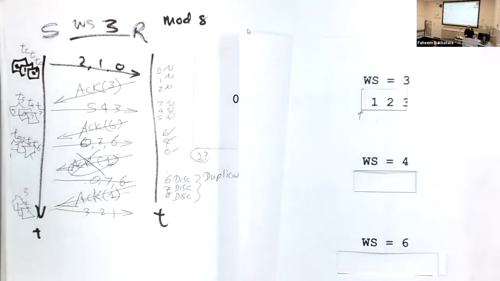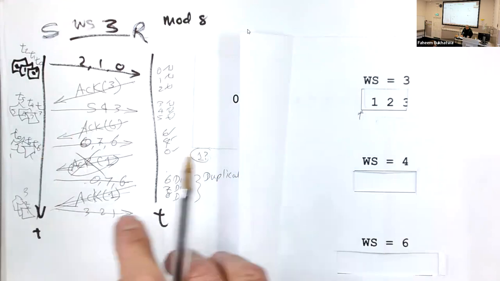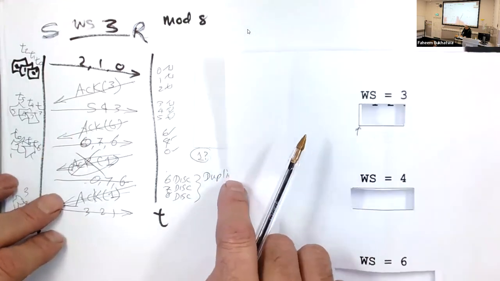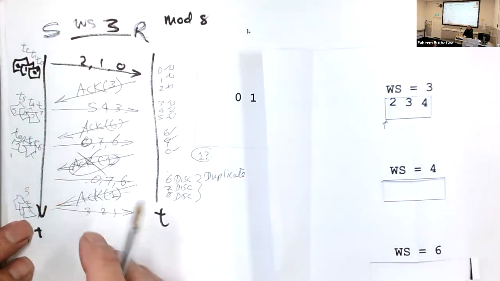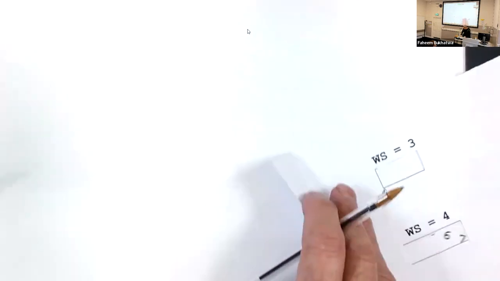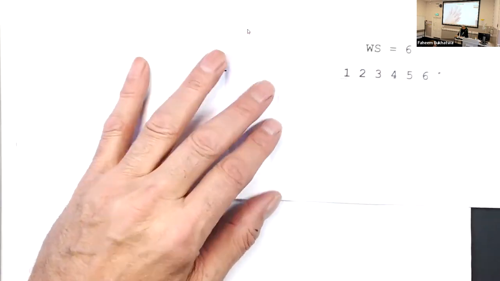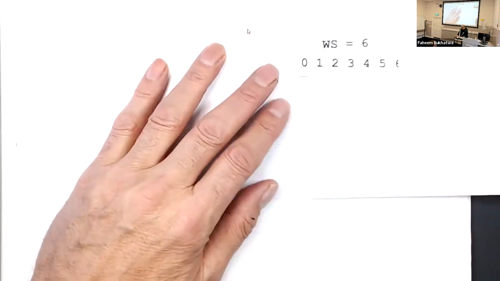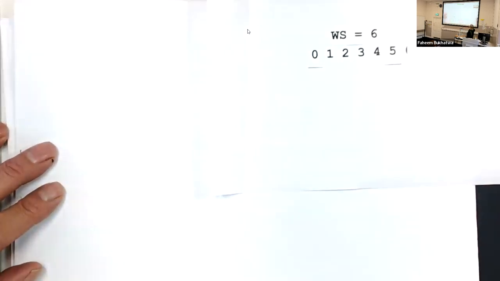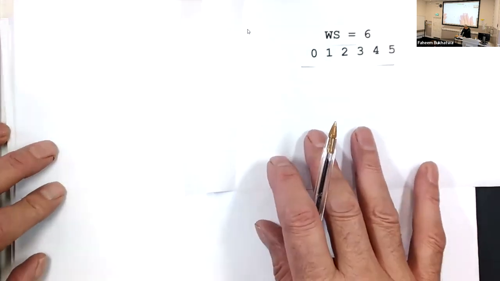Now, they have a name for it though. Let's say, again, another example. Let's take another example, take a larger window size. Let's say window size 6 this time. Here we go. So just in case you don't know what sequence numbers we'll send, that's window size 6 for you.